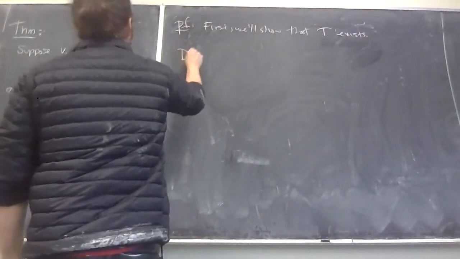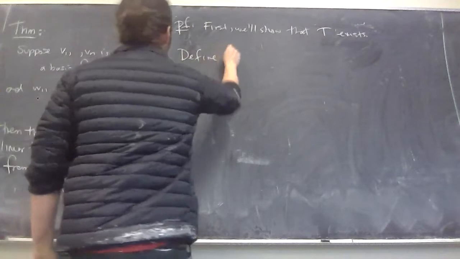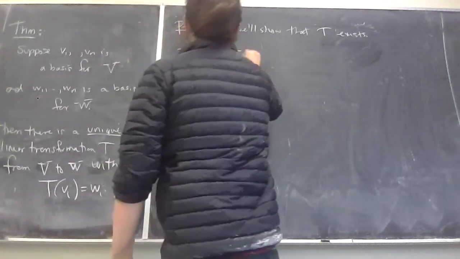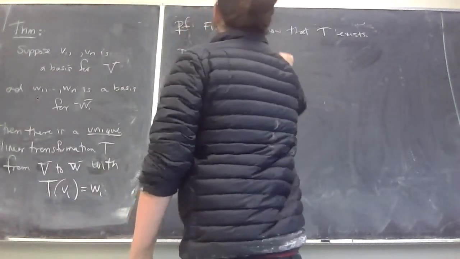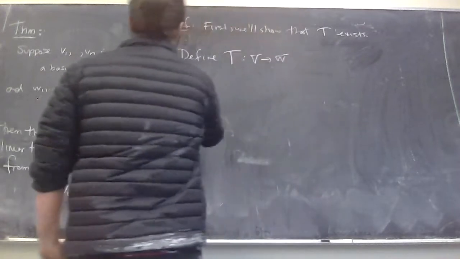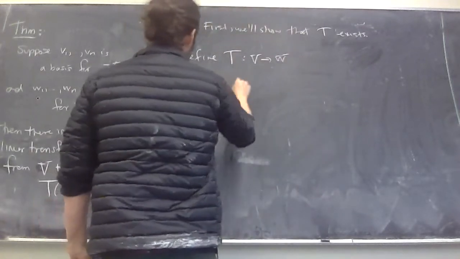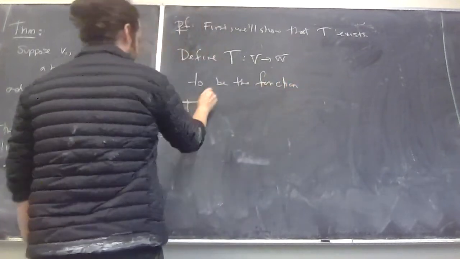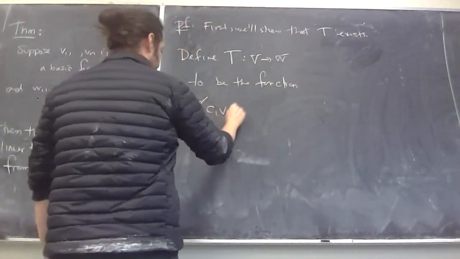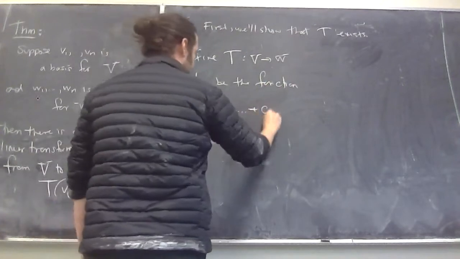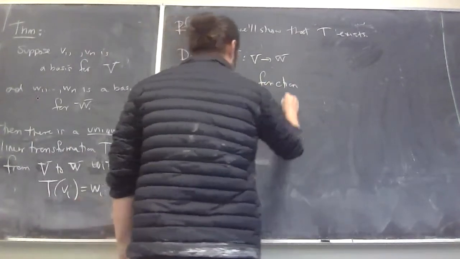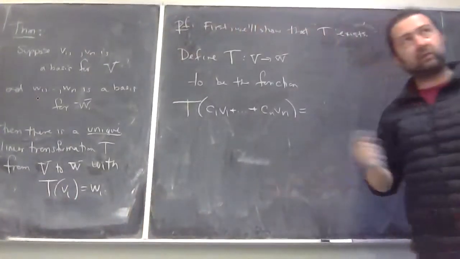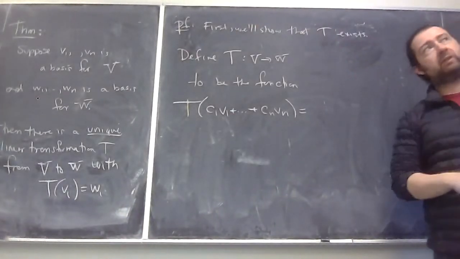We're going to define P from V to W to be the function that takes in a vector in V and I spit out the same coefficients, but with the other basis.